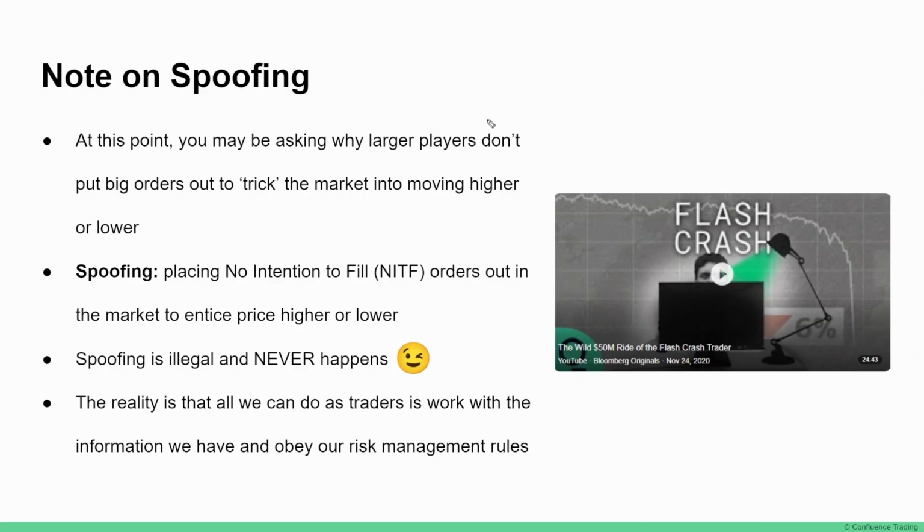I now want to just take a brief aside to talk about spoofing. You might be thinking at this point in the course, well, hey, if the order book is so great and everybody's looking at it and it's giving us the highest probability scenario, why wouldn't a really large player just put orders out on the market book to kind of, quote unquote, trick the market into moving higher or lower? Well, you're not the only person that's thought of this, and there's a reason people don't do it. It's because it's illegal, and it's called spoofing.